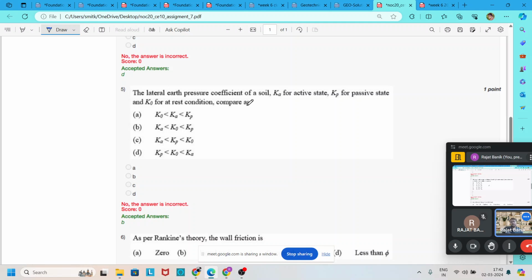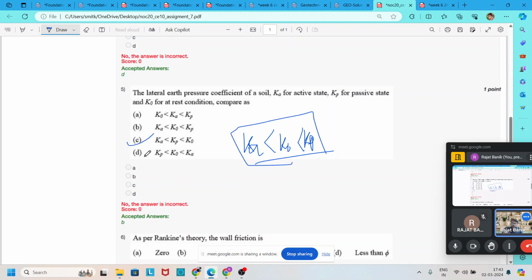So we know that the active earth pressure coefficient is less than K naught in every case, then K naught is less than Kp, that is the passive earth pressure case. So our correct option is option C.